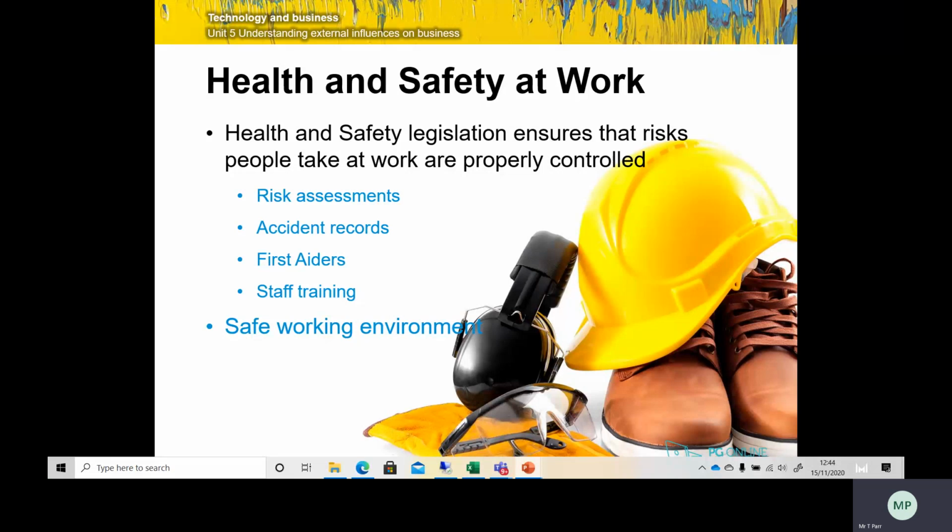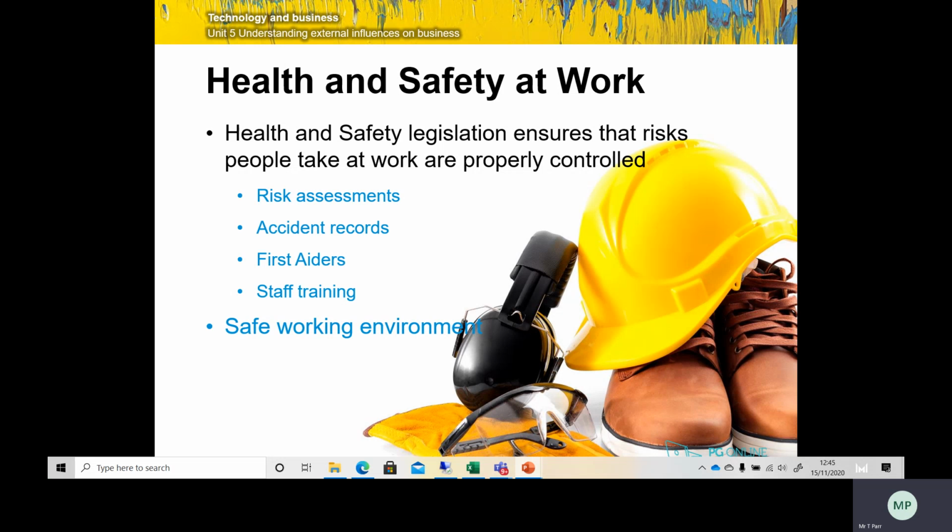Okay, so risk assessments happen in every single business. Accident records, if there is an accident, we have to make sure that's logged down, written in a book. We have to make sure there's a certain amount of first aiders on site for an emergency. And also staff training. As a school, we have staff training on pupils with certain health needs if there's an emergency. So we have training on epilepsy, we have training on asthma, and all these sorts of things. We have to make sure the school makes sure the staff are trained in certain areas.